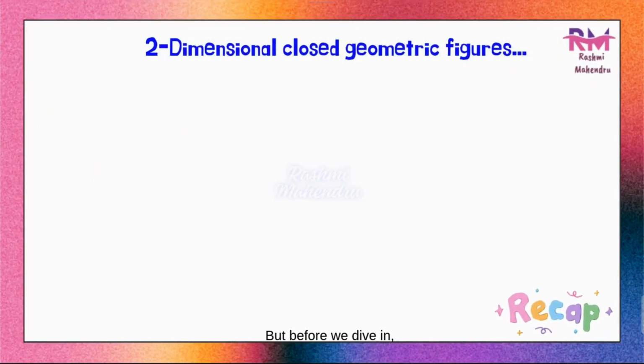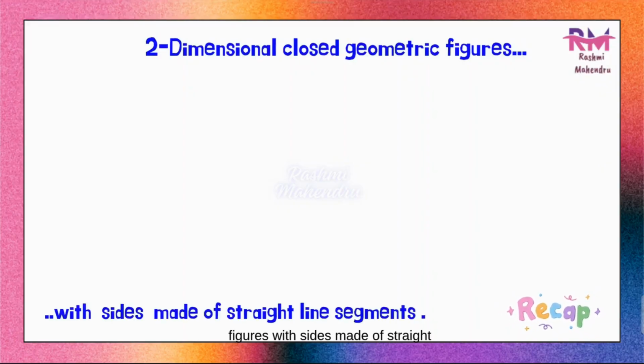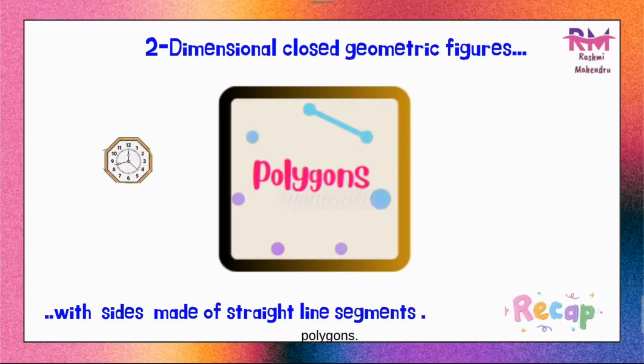But before we dive in, let us quickly recap what we discussed in our previous session. Two-dimensional closed geometric figures with sides made of straight line segments only are called polygons.